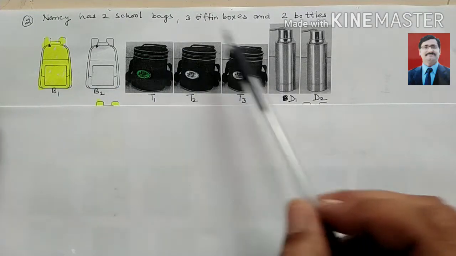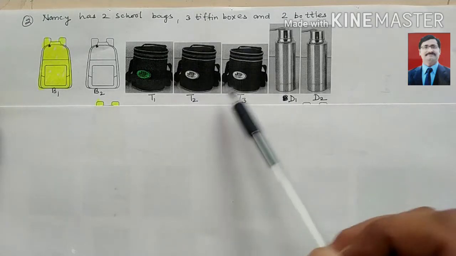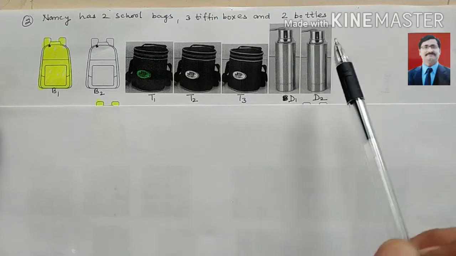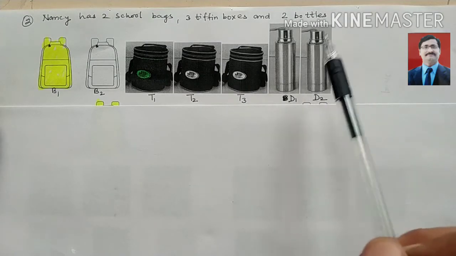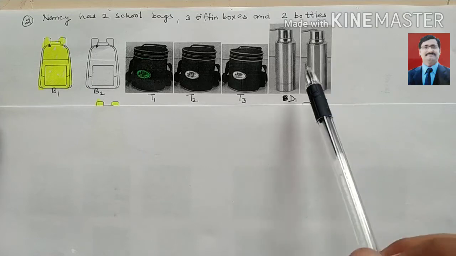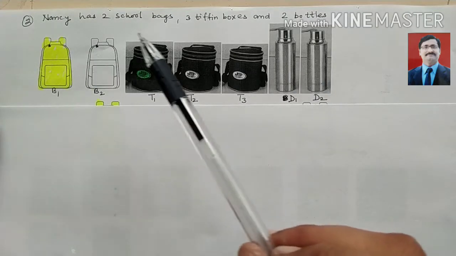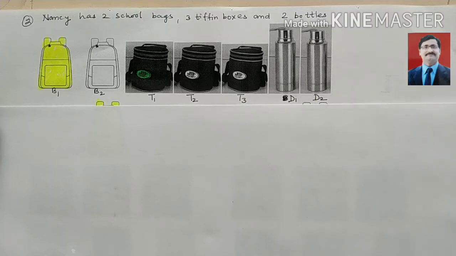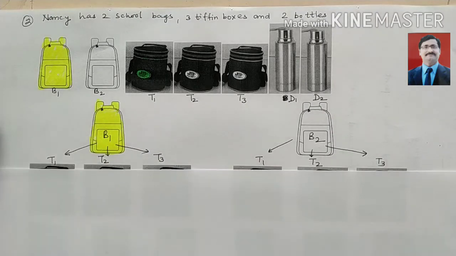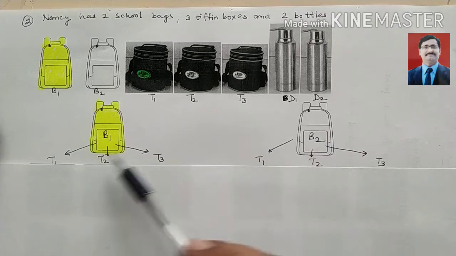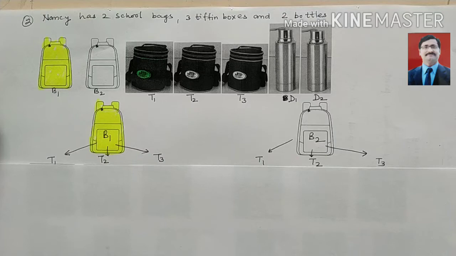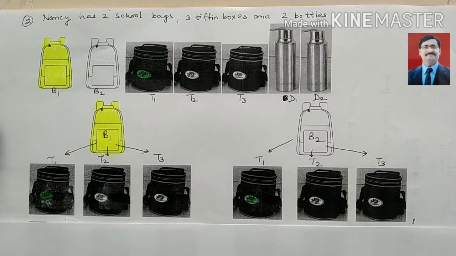After that, from the 3 tiffin boxes she will select 1 tiffin box. So total she has 3 options. Now from the 2 bottles she has to select 1 bottle, so she has total 2 options. So total 2 into 3 into 2, so total 12 options she has here. So look here, first we will keep here 2 bags, bag 1 and bag 2. Each bag is followed by the 3 tiffin boxes.